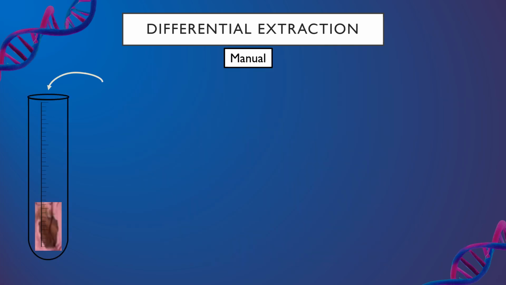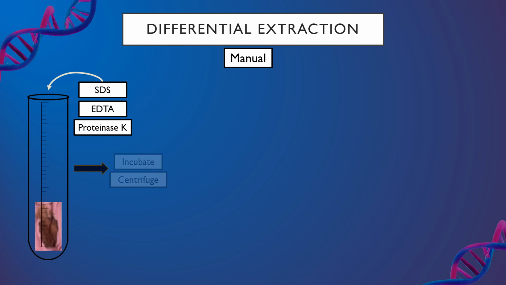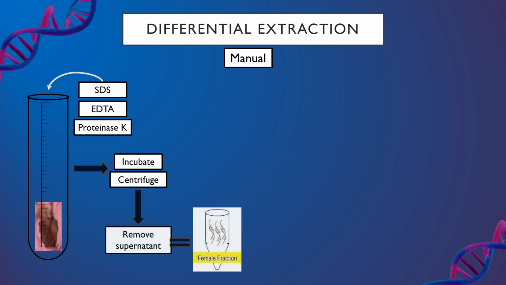Here's the complete workflow for differential extraction. First, lysis is conducted with only SDS, EDTA, and proteinase K, which is going to preferentially lyse the epithelial cells. Centrifugation allows the heavier sperm to pellet at the bottom of the tube, and the DNA from the epithelial cells is collected and put into a separate tube. This is known as the epithelial fraction.